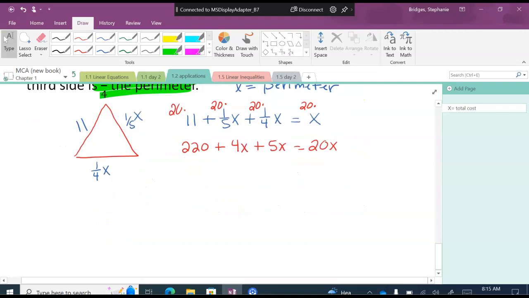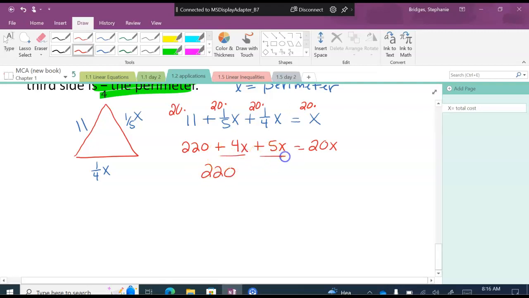Let me ask you a question while I'm letting people continue. If I were to get a negative answer here, would that be okay? No, you can't add up lengths of a shape and get a negative number, right? You can't have a negative length or negative distance or anything like that. So just be careful with what kind of numbers you get.